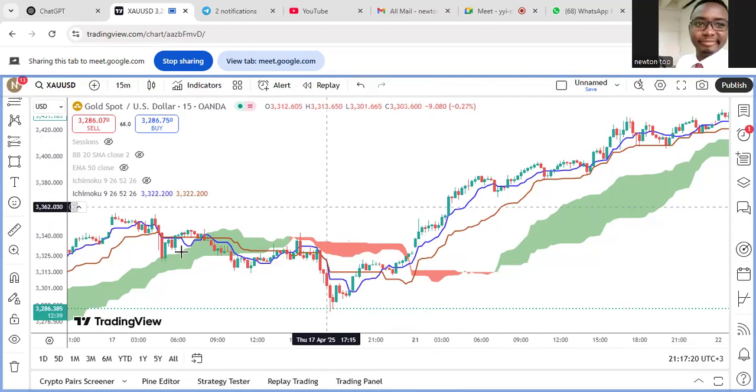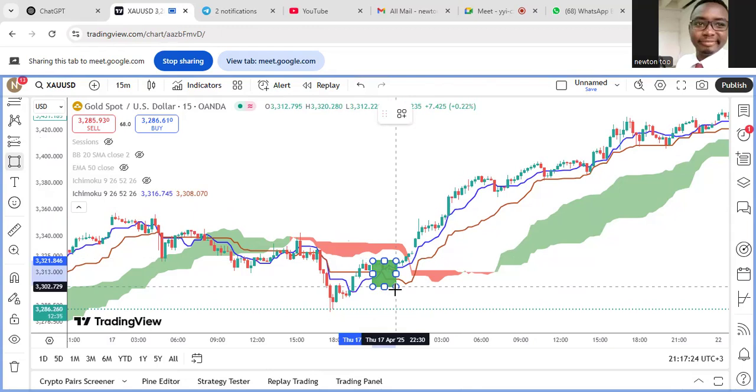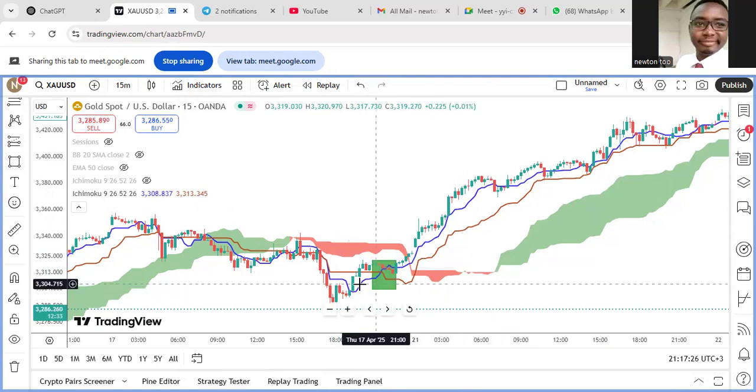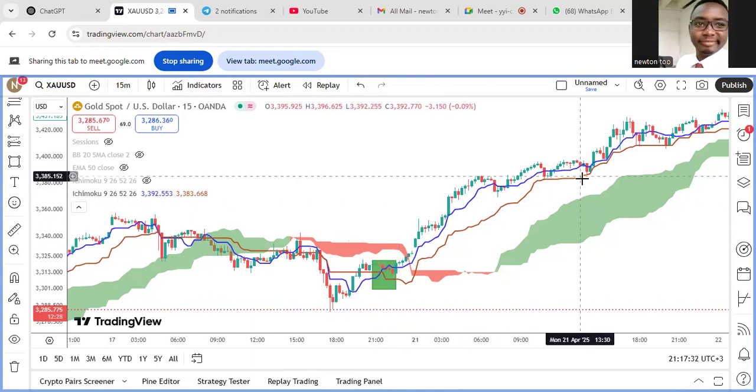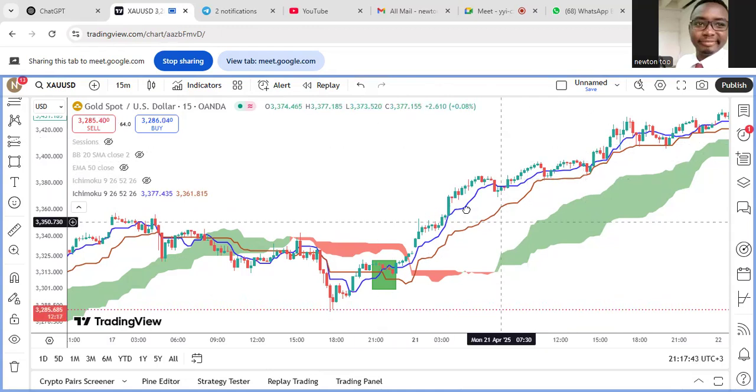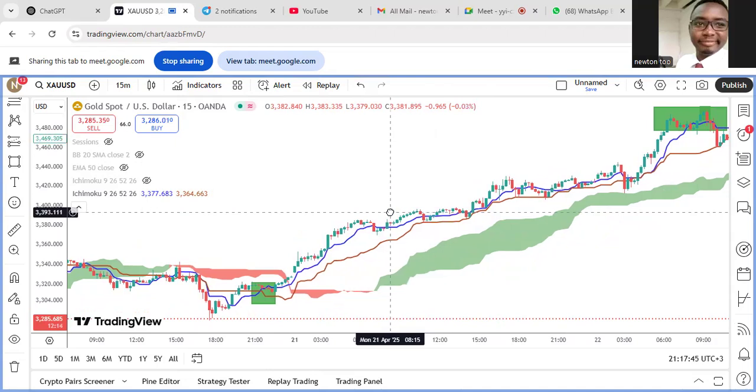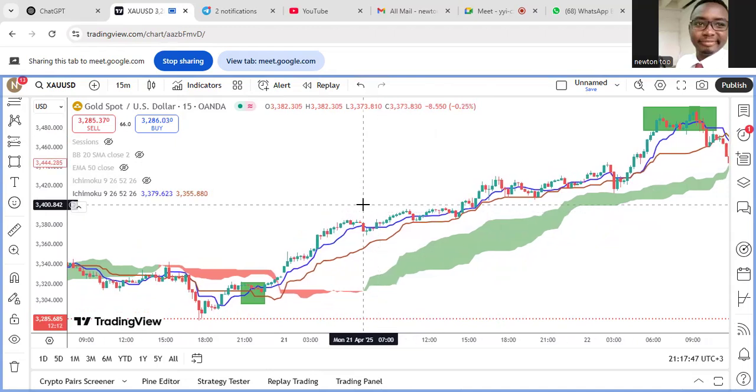So market is crossover here. See where we have a crossover? The conversion line is crossing above the baseline. So to mean each crossover, it will only guide you. So this crossover, it is not for you to enter. It's not an entry signal. Hii crossover inakusaidia kujua when to exit the market so that you can hold trade for a long time.